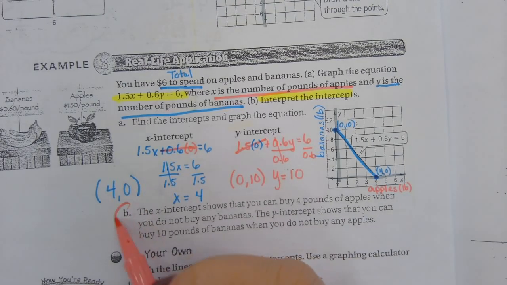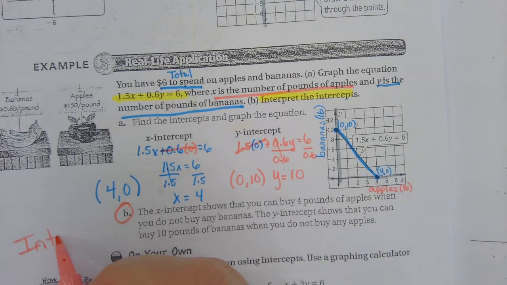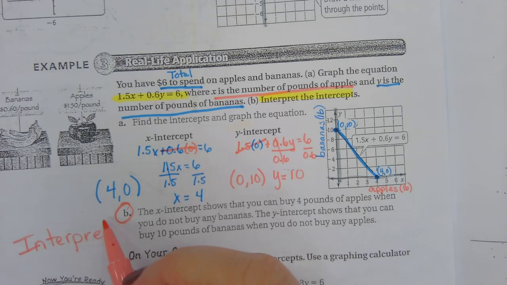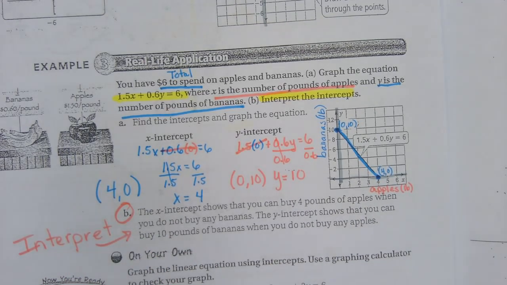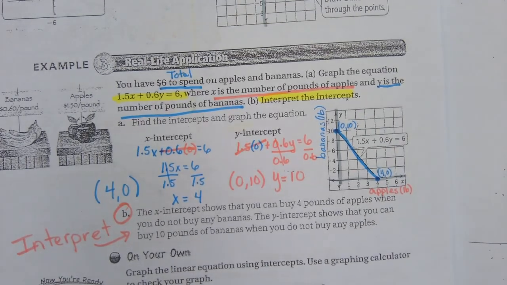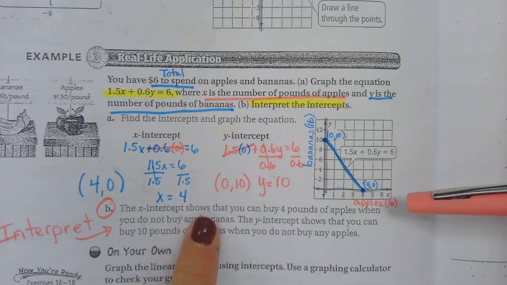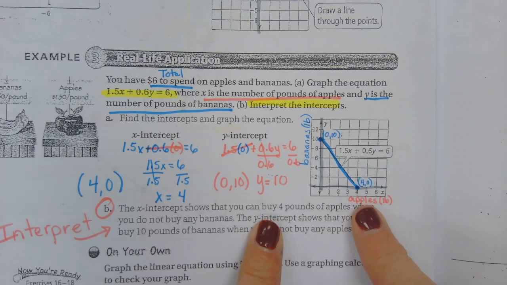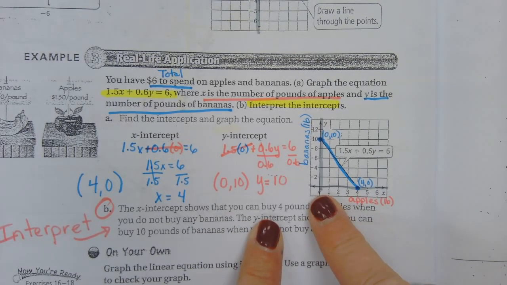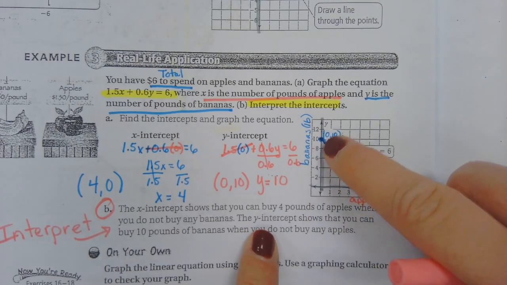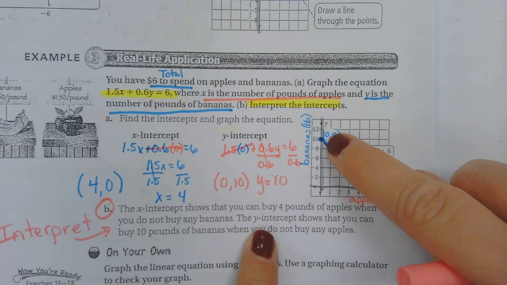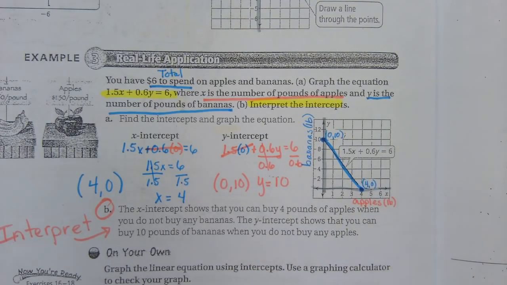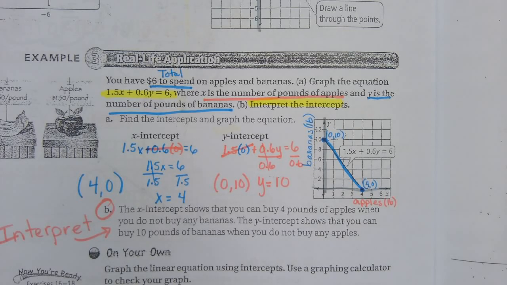Now, this B is what they would expect if you have to interpret, and you will have to interpret on the test. So interpret means just tell me what the intercepts mean. So they say the x-intercept shows that you can buy 4 pounds of apples when you buy 0 bananas. And the y-intercept then shows you can buy 10 pounds of bananas when you buy 0 apples. Okay, and that's all there is to interpreting an intercept, is just saying what those coordinates mean. Any questions on that?